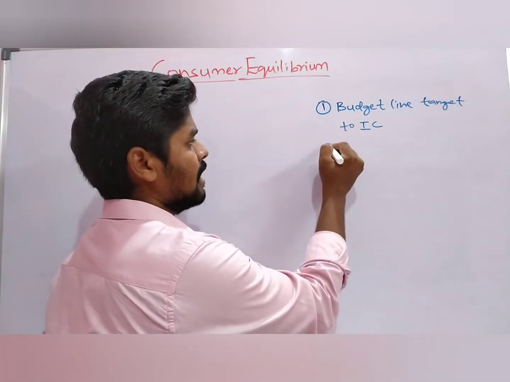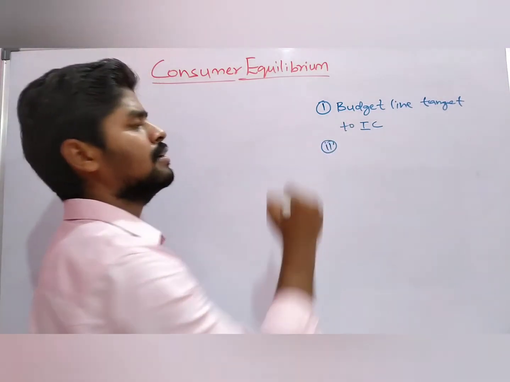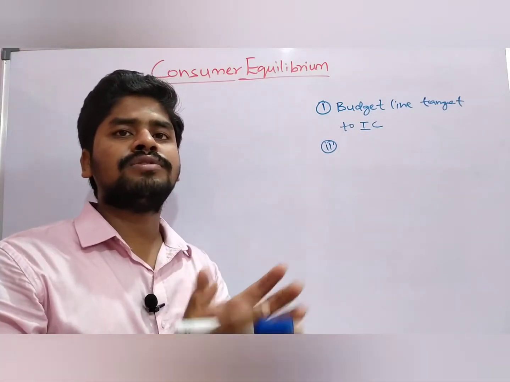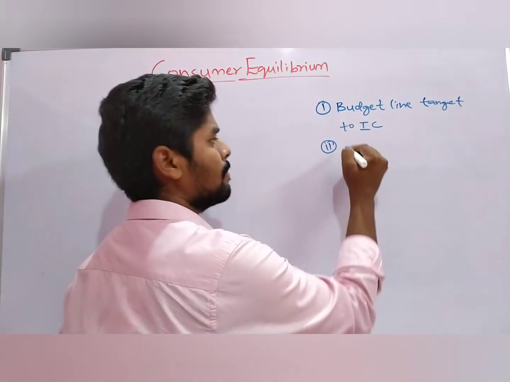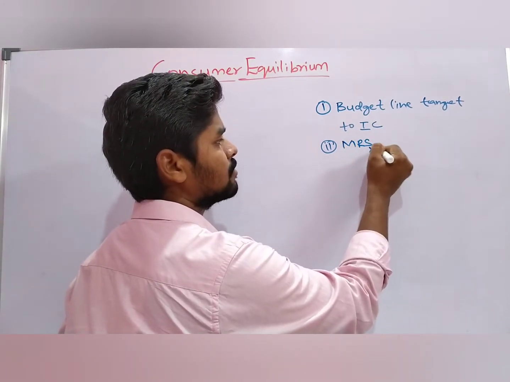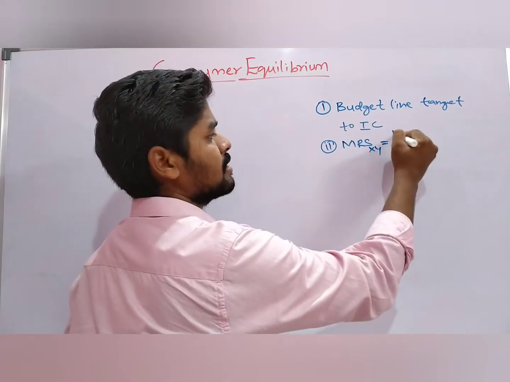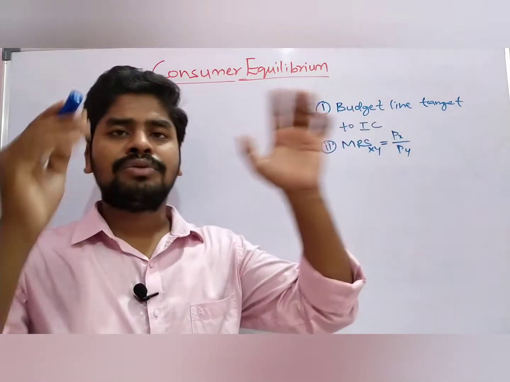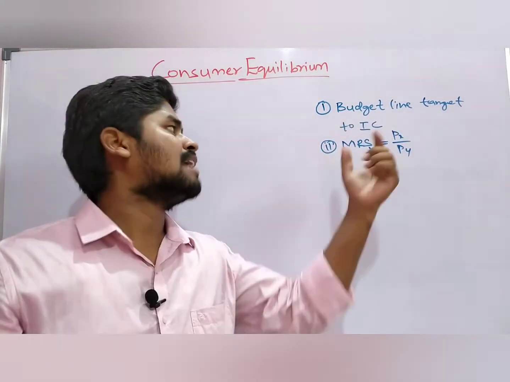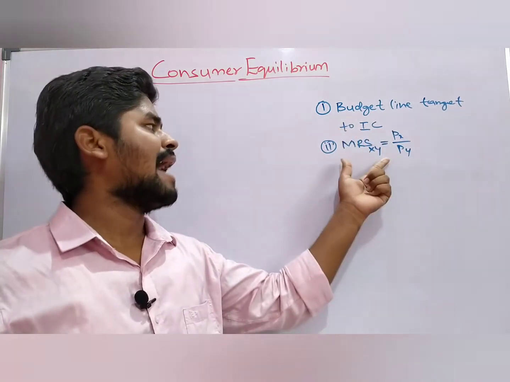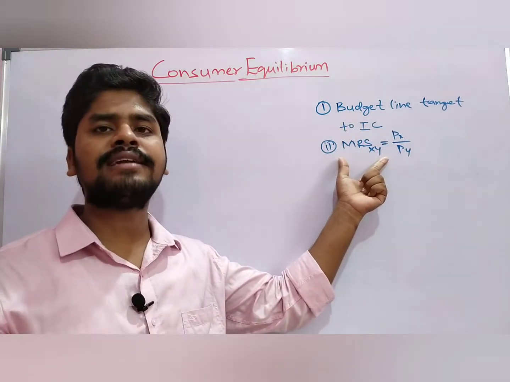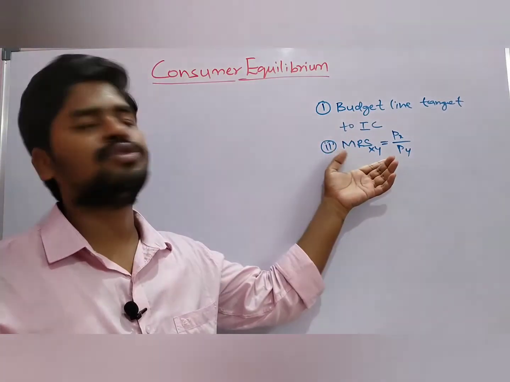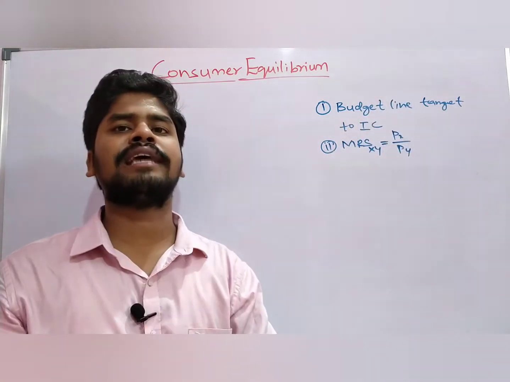And the second condition is that the marginal rate of substitution, MRS of X for Y, equals the price ratio, PX by PY. The first condition is that the budget line or price line should be tangent to the indifference curve. And the second condition is that MRS X per Y should equal the price ratio. That is the second condition.